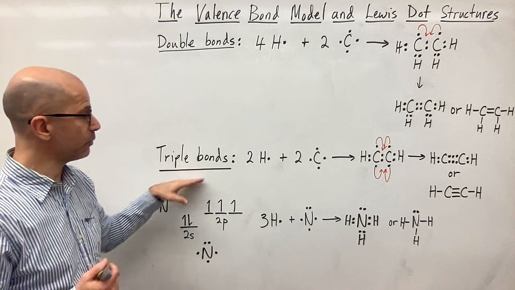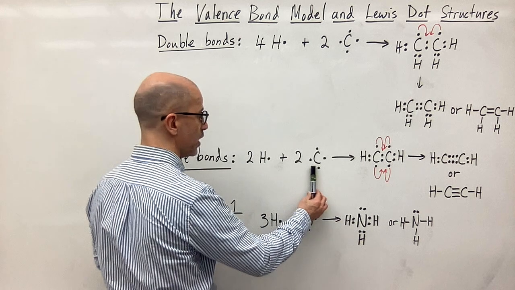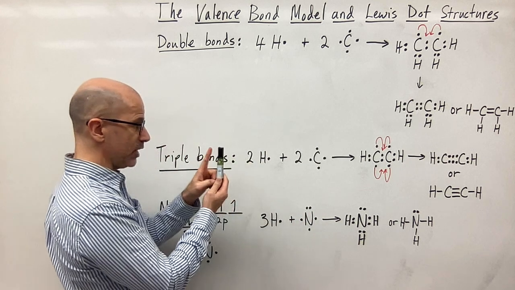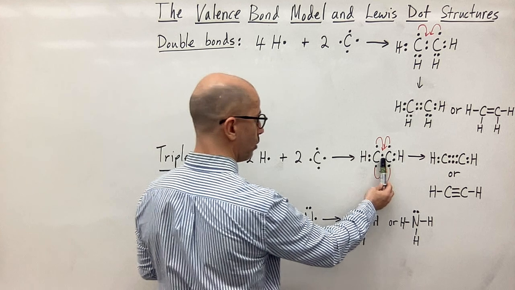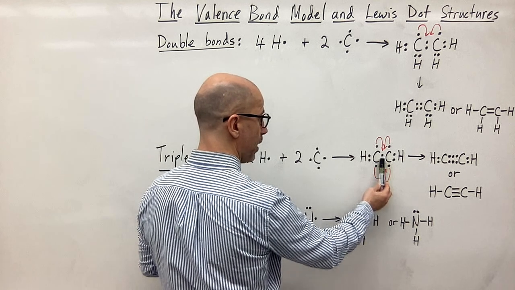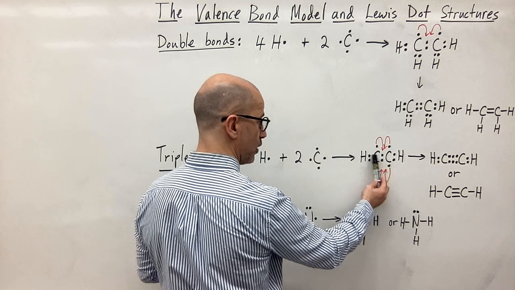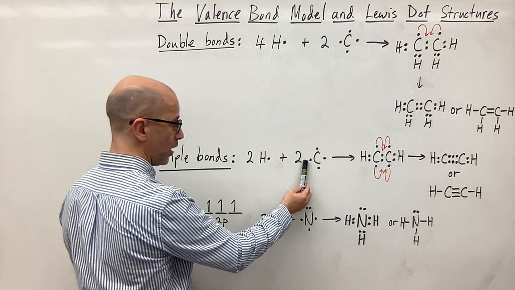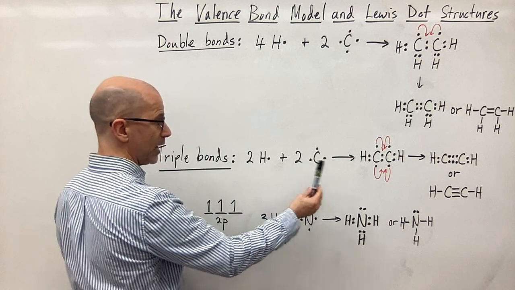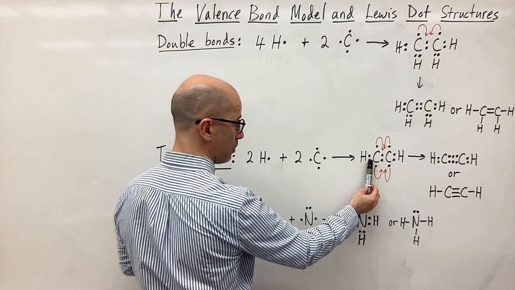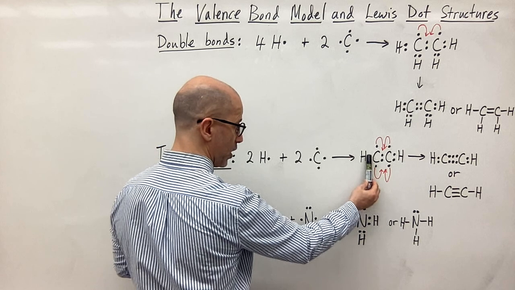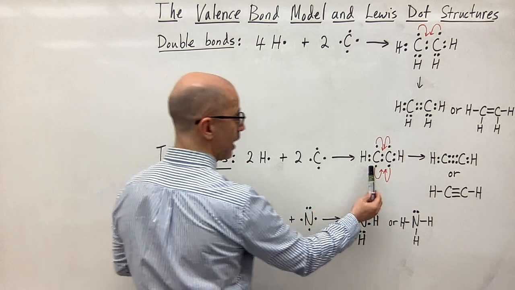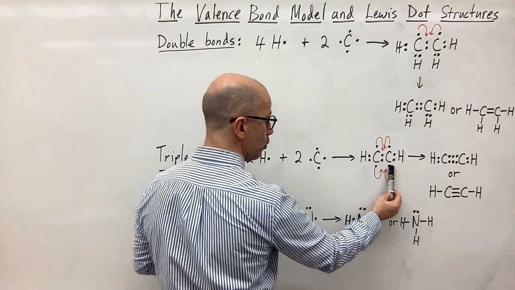Triple bond, same thing. You have two carbons here. The two carbons can pair up one electron each, pair up those electrons to form a bond here, a pair of electrons shared between the carbons. These two hydrogens can pair up with one unpaired electron on each carbon. So this one's going to pair up here, and this one's going to pair up here. And then you've got on both carbons two unpaired electrons.